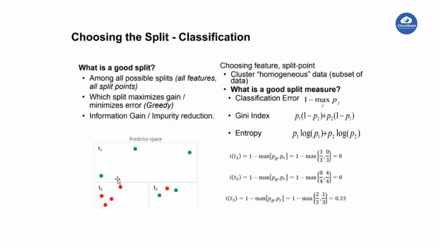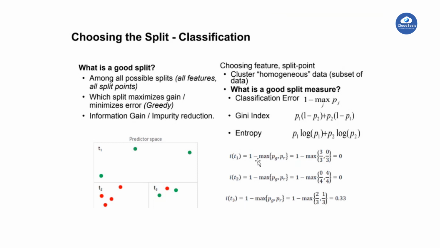Here, I already told you about the Gini index and entropy. This is the classification error. By using these three parameters, we will split our model. Please don't forget how we calculate classification error: 1 minus max of pj. That p is nothing but the probability. So the entire thing depends on the probability calculation.